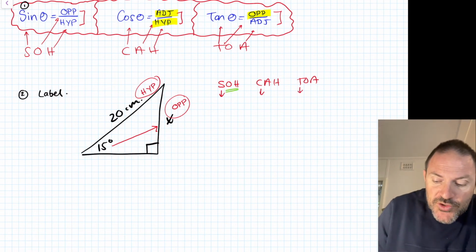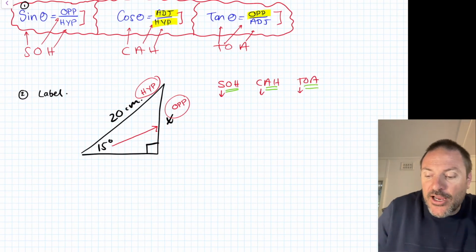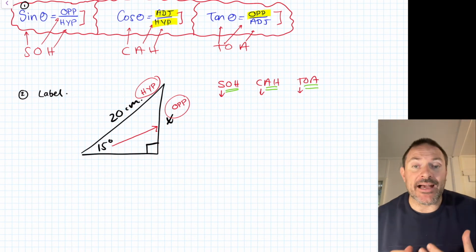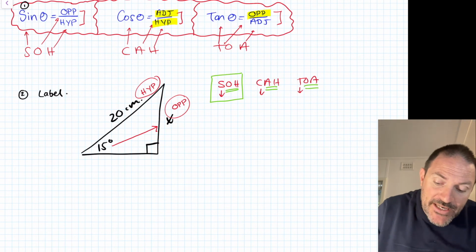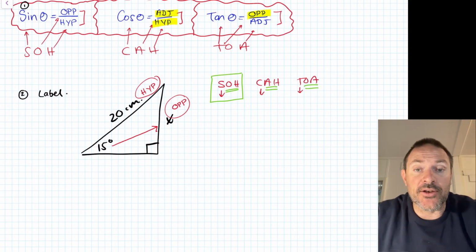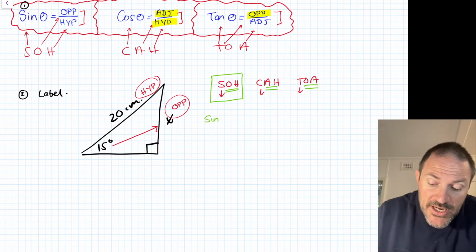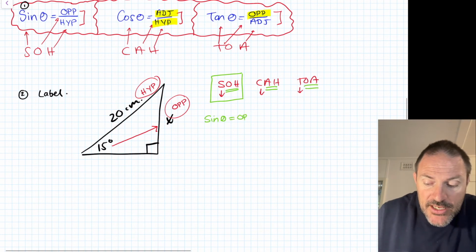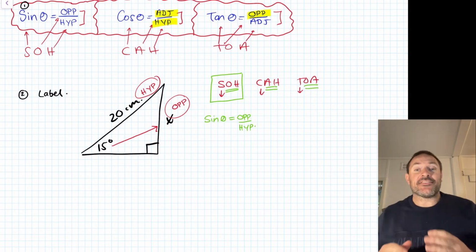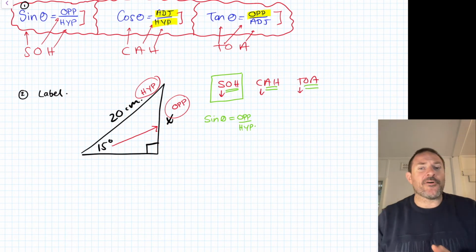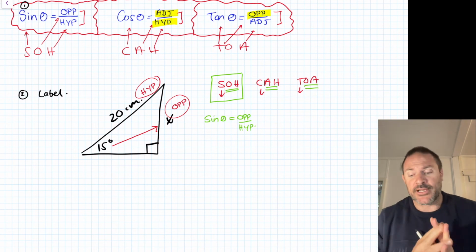Which of the two sides have I been given or have I been asked to look at? Well, I'm using opposite and hypotenuse, which we can see is the sine rule. So, sine theta equals the opposite value over the hypotenuse value. Now, that's the first thing. If we can identify that, we are doing really well, okay?